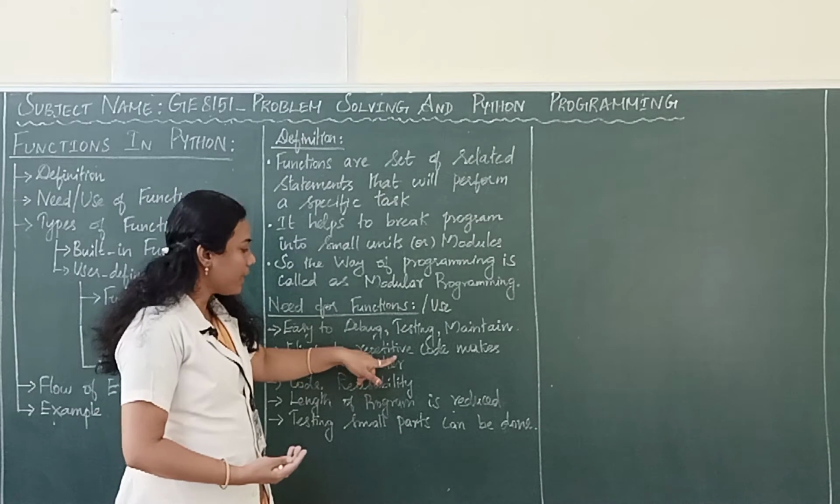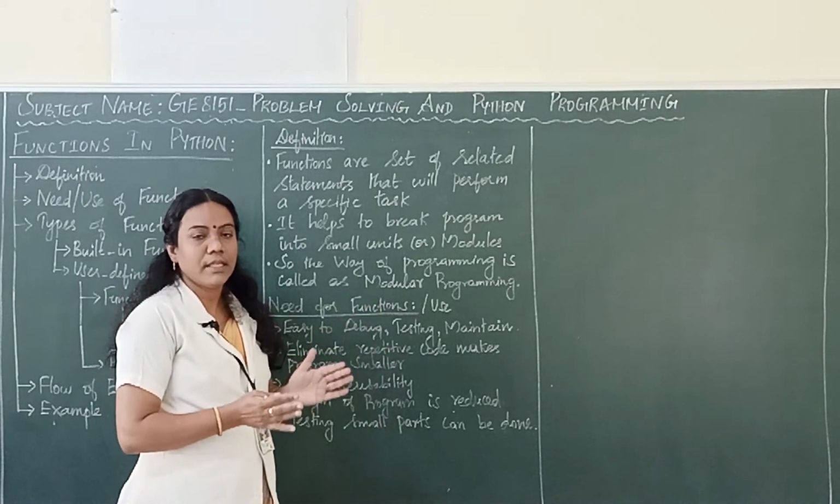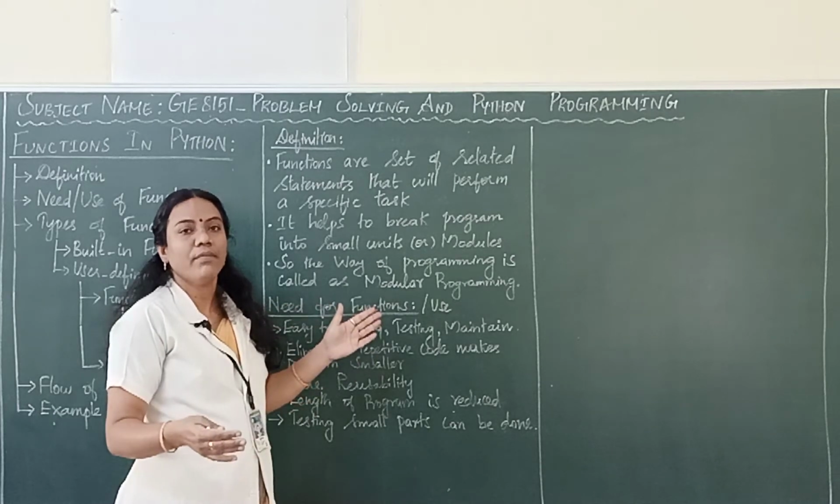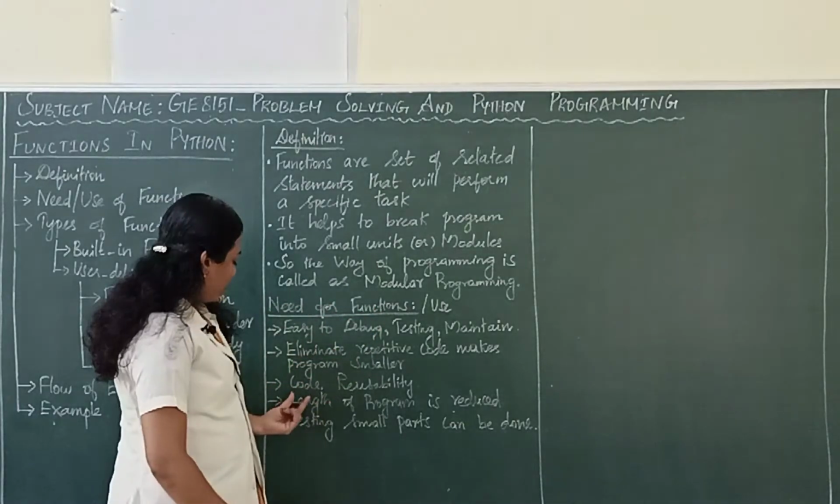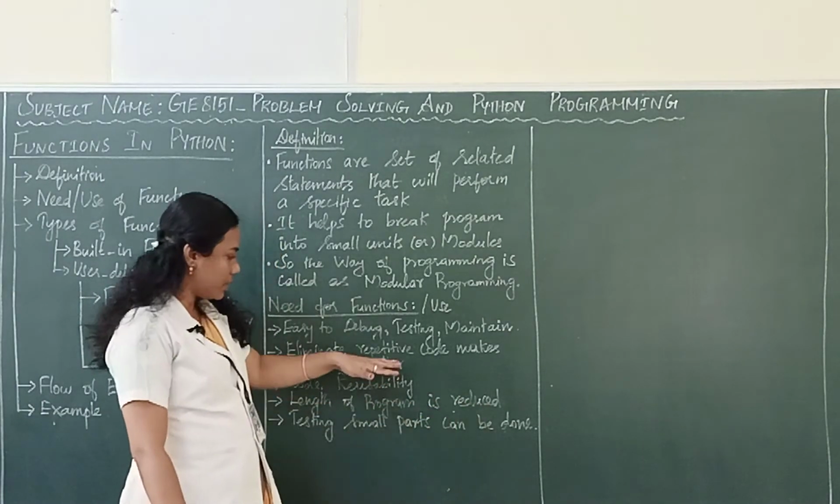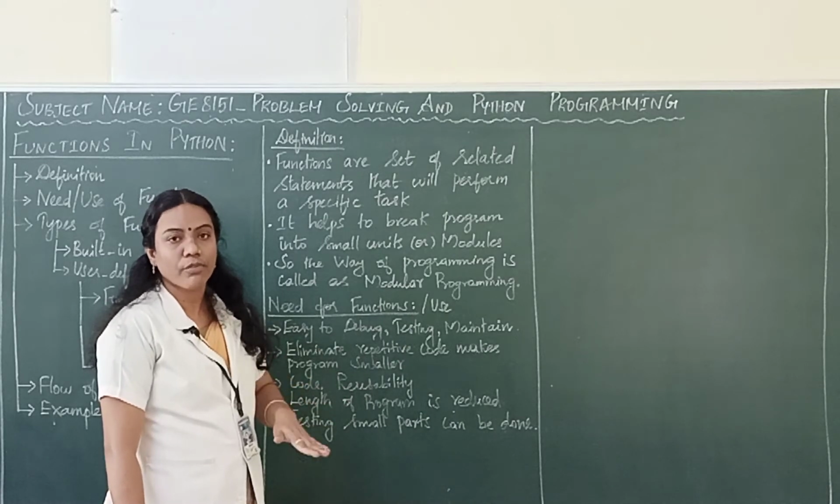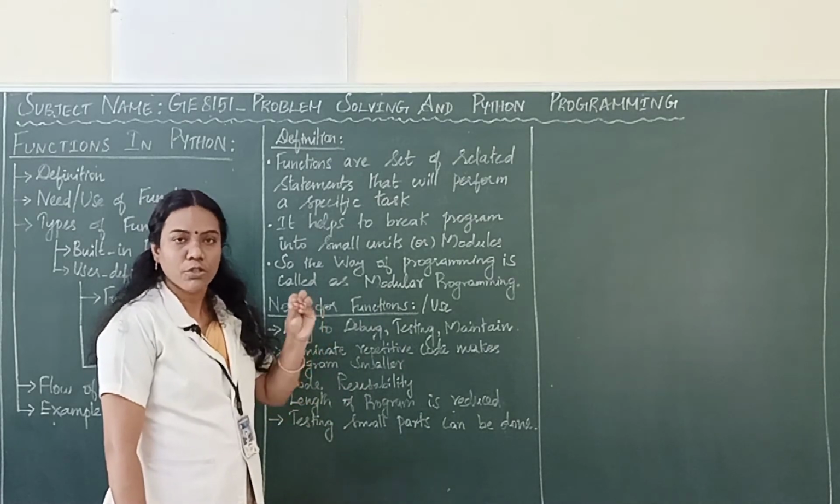If you avoid repetitive code, automatically our program length will be smaller. That is, the number of lines present in a program will be shortened. So that is this point, length of the program is reduced. Because we are avoiding the repetitive code, automatically the length of our program becomes smaller.